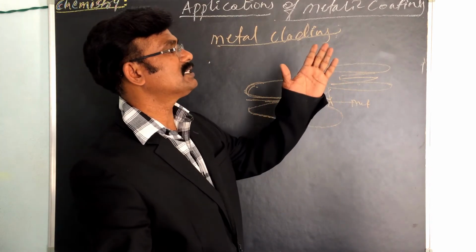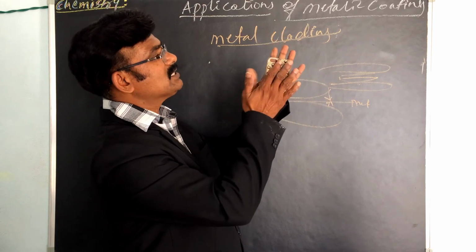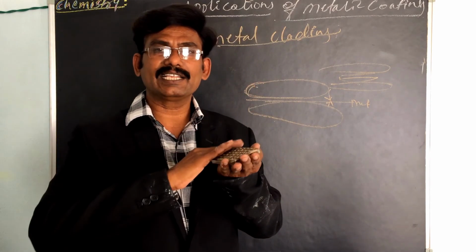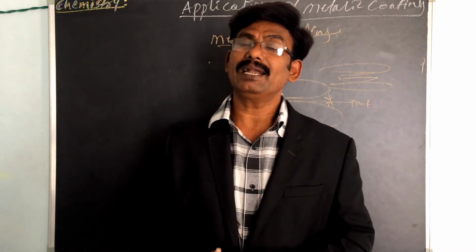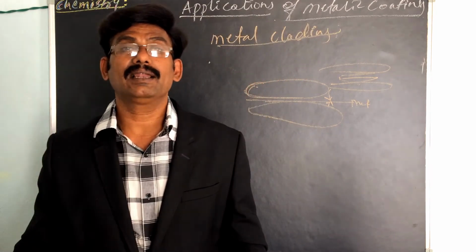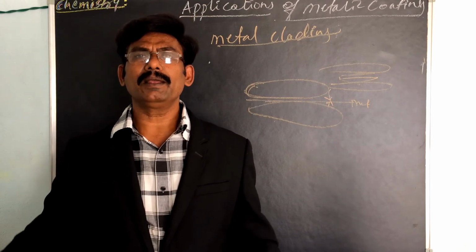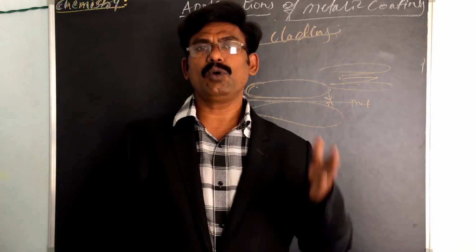For example, this is the metal. We have to press it very high, tightly, and the coating takes place. This is what we call metal cladding. Metal cladding means we can simply press it, so that one metal is coated.